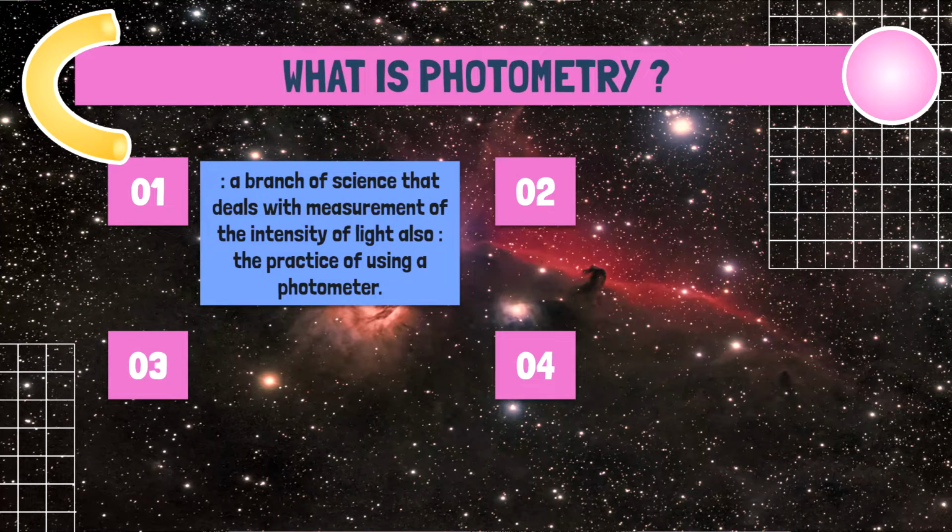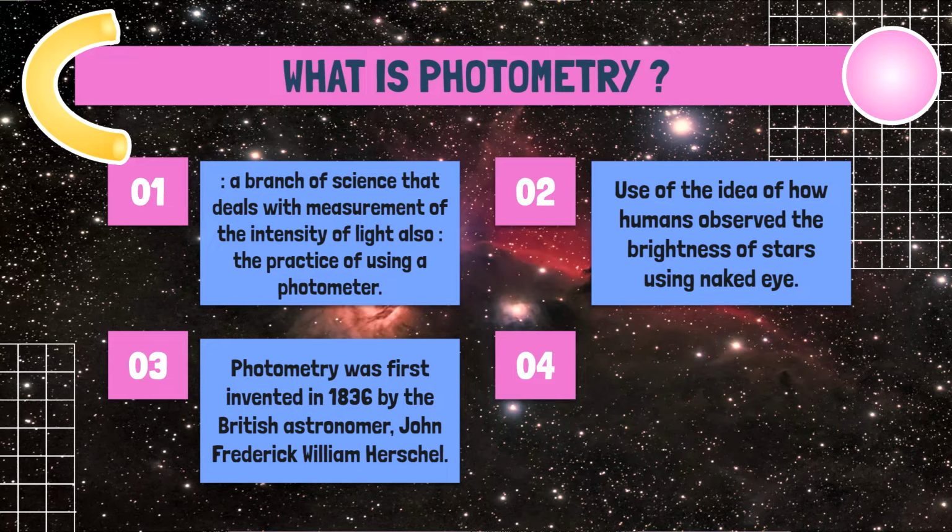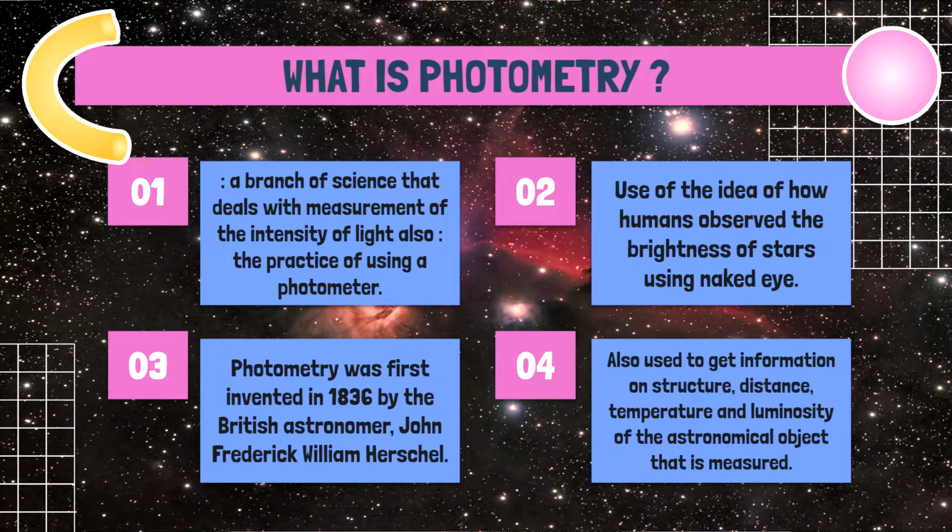Photometry is a branch of science that deals with measurement of the intensity of light and also the practice of using a photometer. It uses the idea of how humans observe the brightness of stars using the naked eye. Photometry was first invented in 1836 by the British astronomer John Frederick William Herschel. Lastly, photometry is also used to get information on structure, distance, temperature, and luminosity of the astronomical objects that are measured.